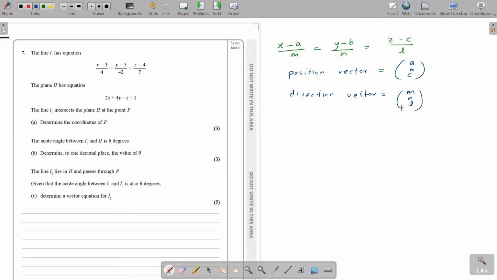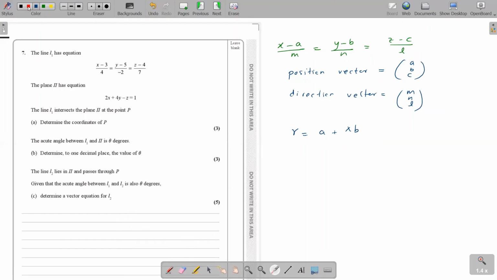Are you with me? And then we write the vector equation of a line, r equals a plus tb. This is something that you learn in P4, r equals a plus lambda b, where a represents the position vector on the straight line and b represents the direction vector of the line. So you can see your position vector and direction vector here very clearly.